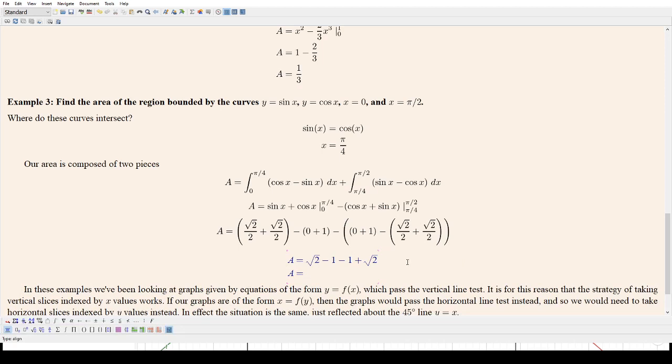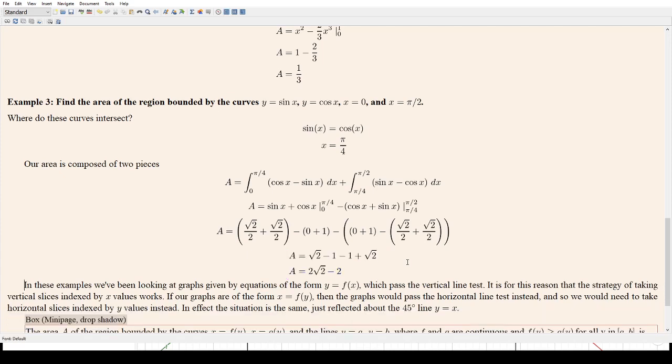So what do we end up with? So we end up with 2 root 2 minus 2. Okay. Let me double check that. Yeah, 2 root 2 minus 2. We're good.